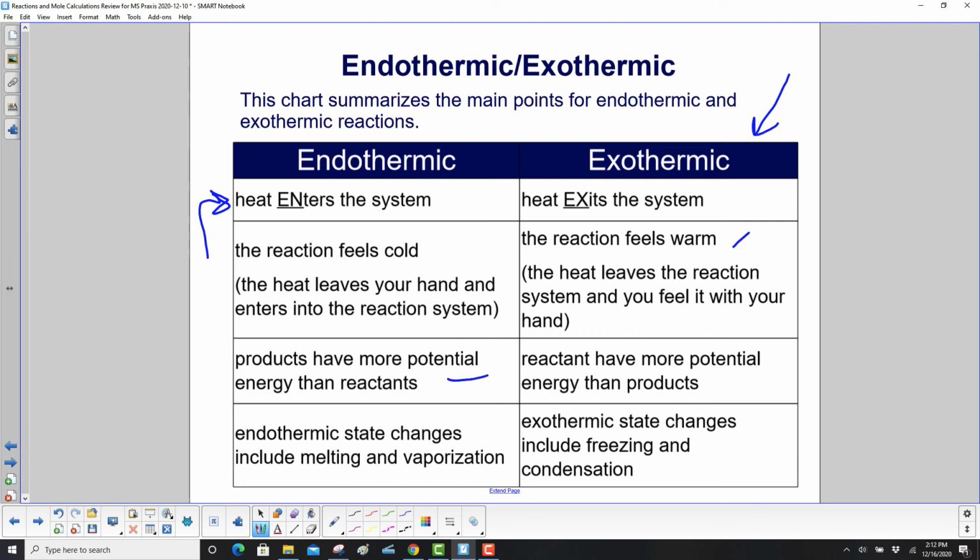Endothermic, products have more potential energy than reactants. Exothermic, just the opposite. The reactant has more potential energy than the products. Endothermic state changes include melting and vaporization. Exothermic state changes include freezing and condensation.